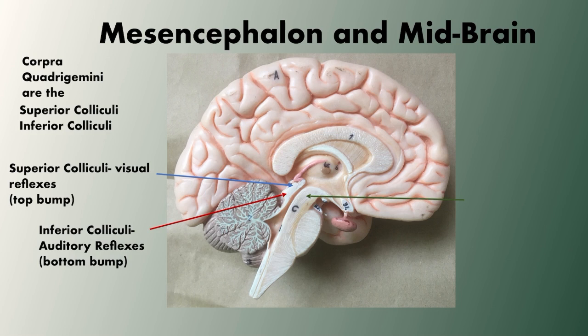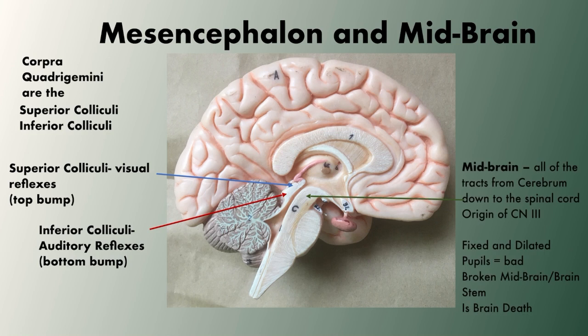Region, think region. That's right, midbrain. All of the tracts from the cerebrum down to the spinal cord. Here we find the origin of cranial nerve number 3, midbrain.